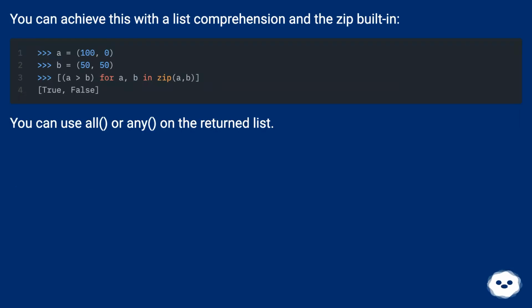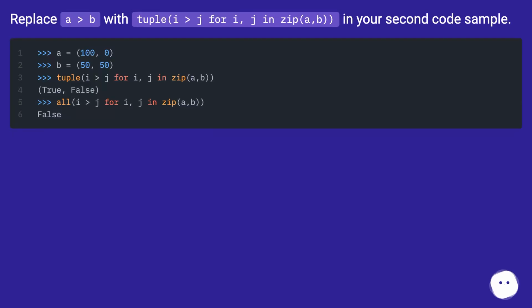You can achieve this with a list comprehension and the zip built-in. You can use all, or any, on the returned list. Replace A > B with [i > j for i, j in zip(a, b)] in your second code sample.